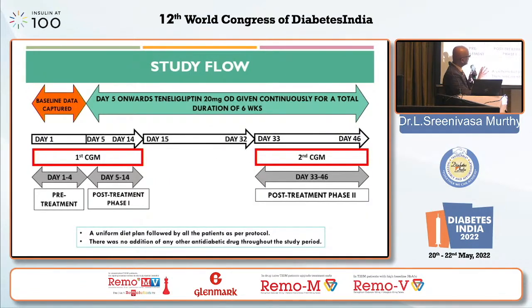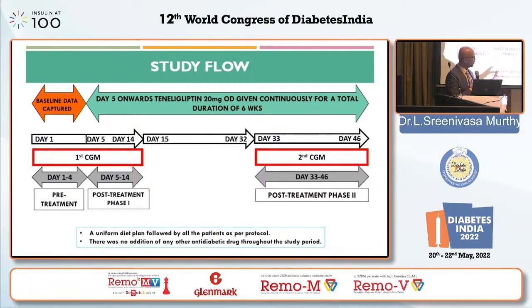And this is the chart which talks about the study design. You can see the pre-treatment, wherein from day 1 to day 4 the CGM starts off from day 1, before the actual patients are exposed to the drug. So day 5 onwards, the treatment starts with teneligliptin and goes until day 14. And the second one is day 33 to day 46. Basically, about 46 days, 6 weeks, the study was done. And the second CGM was the post-treatment phase.